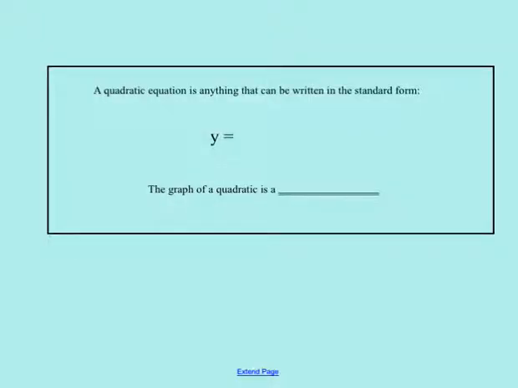So a quadratic equation is anything that can be written in the standard form ax squared plus bx plus c. Okay, so that's the standard form of a quadratic. Quadratics always have a degree of 2. Okay, and the graph of a quadratic is always a parabola.